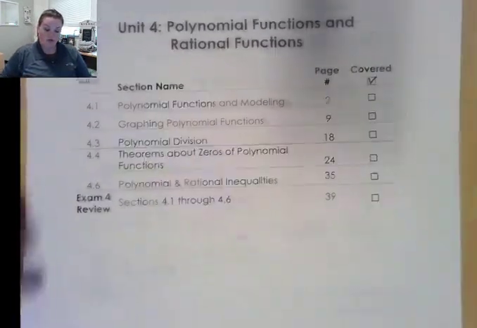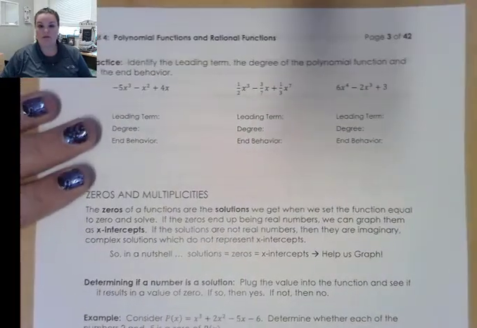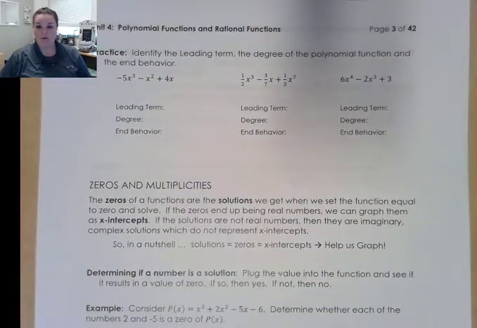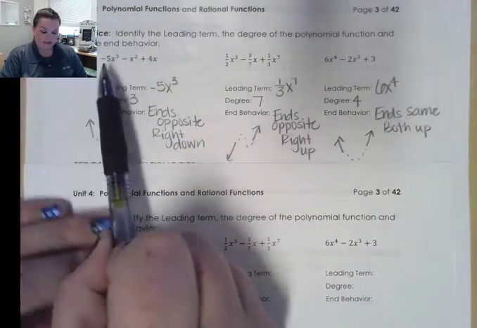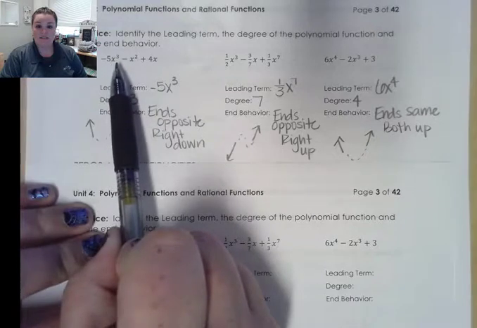Go ahead and try the ones at the top of page 3, and then we'll go over them in just a minute. Okay, so looking at the first one, our leading term is our negative 5x cubed.